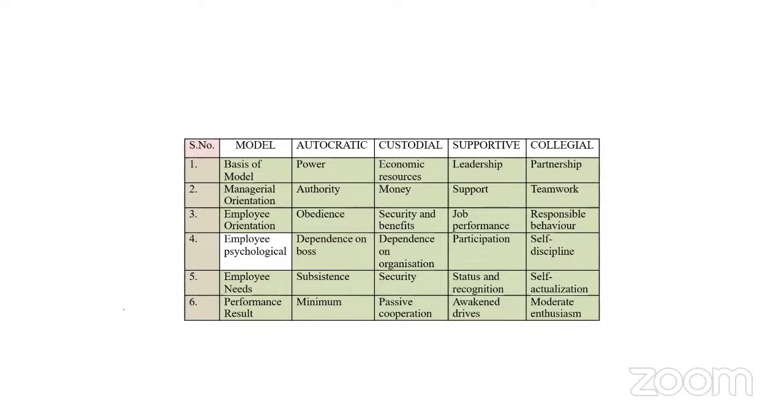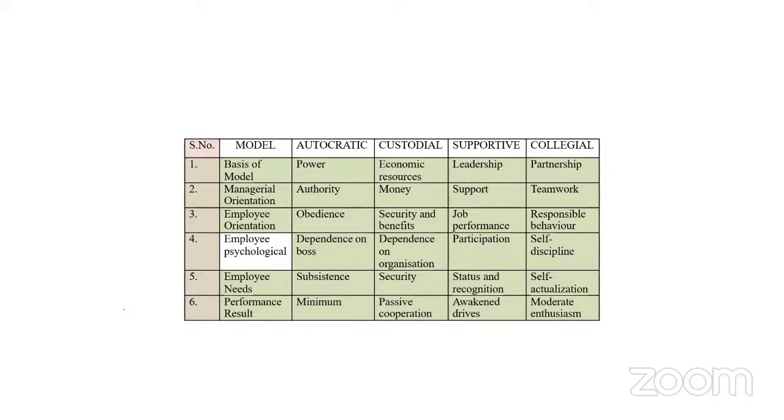And coming to employee needs, what kind of needs are satisfied in these different models? Basic existence needs are satisfied in the autocratic model. Security needs are satisfied in the custodial model. Employees working in the supportive model get status and recognition. And employees working in the collegial model have their self-actualization needs fulfilled as well.